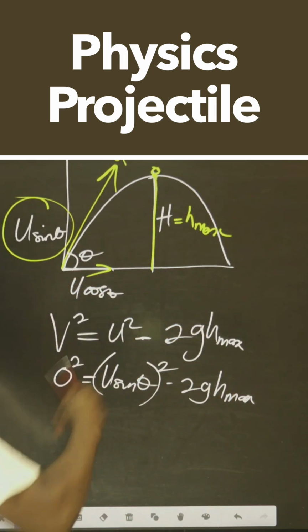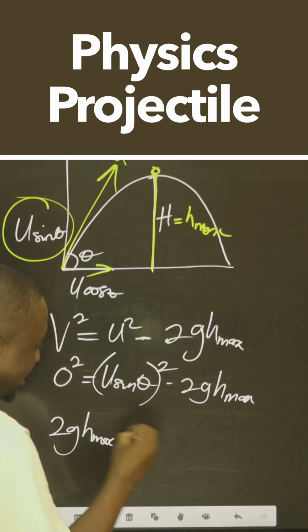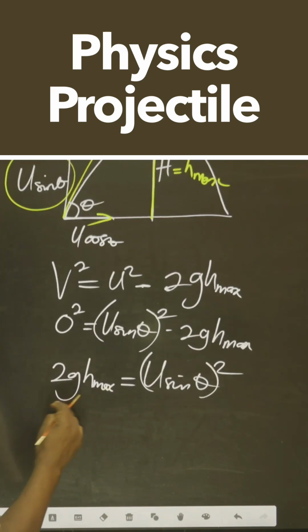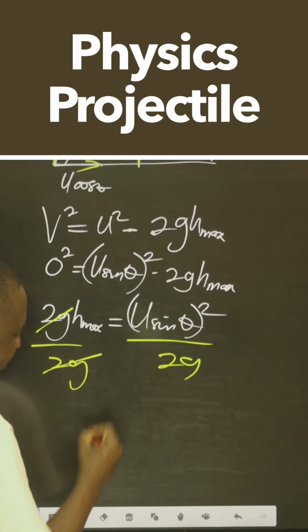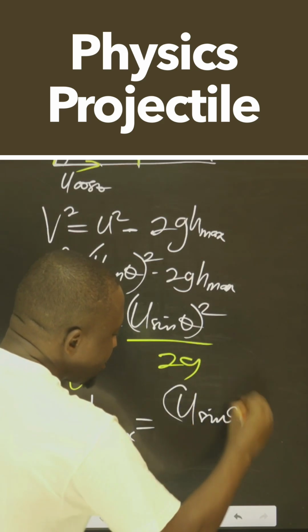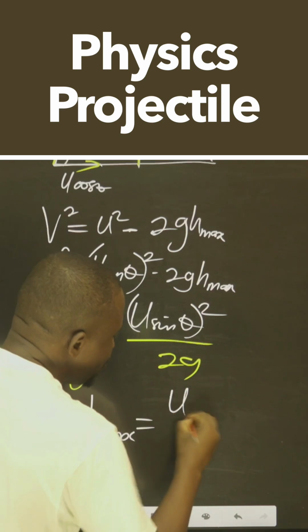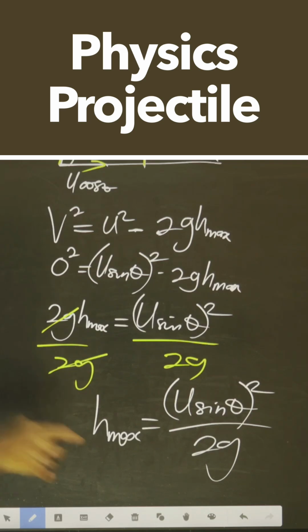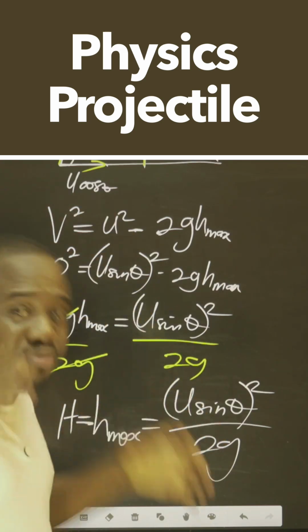Now, we are looking for this. So I can come here now and bring this to this side by saying 2g h max is equal to u sine theta squared. I divide both sides by 2g. This and this will cancel. It means therefore I'm going to have h max as equal to u sine theta squared over 2g. Let me rewrite this. U sine theta squared over 2g. So this is the maximum height, capital H, or this. The height experienced by the object. You get the point now?